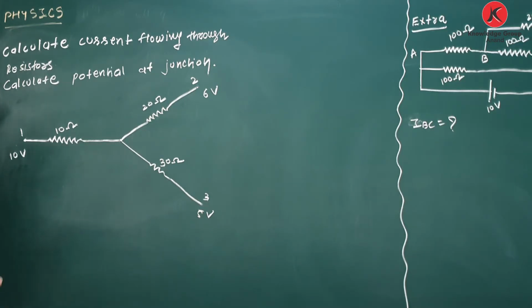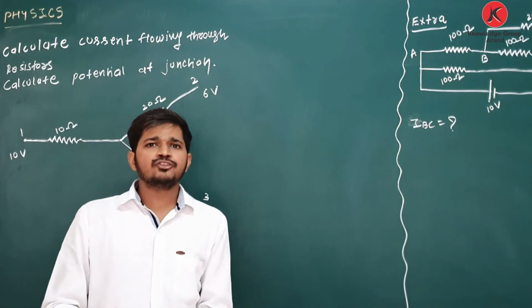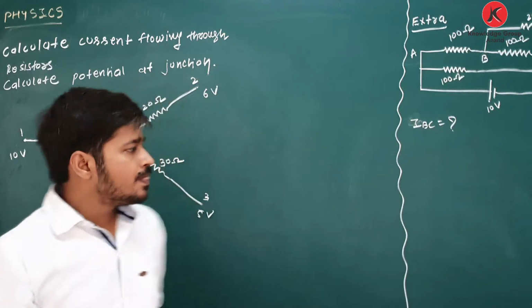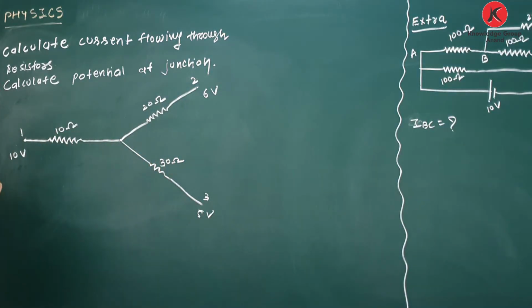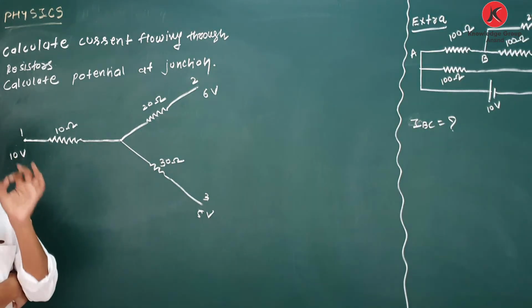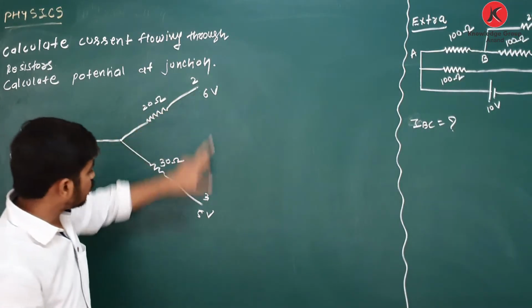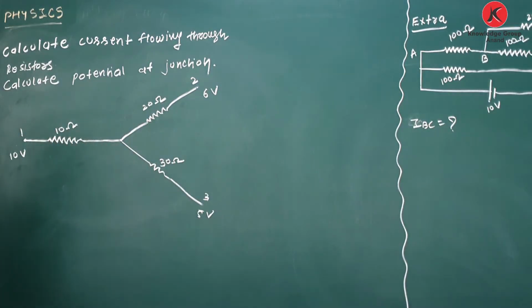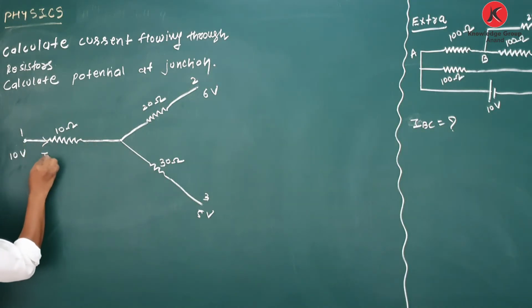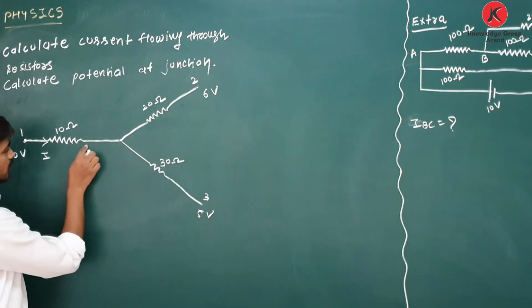Whenever you are given such a circuit, the first step is to assume current distribution. Now how to find the current distribution? You are given 10 volt, 6 volt, 5 volt, you are not given a cell. Current flows from higher potential to lower potential. This point has 10 volt potential, then 6 volt, and 5 volt. So you have to assume that the current flowing from this first point is I.